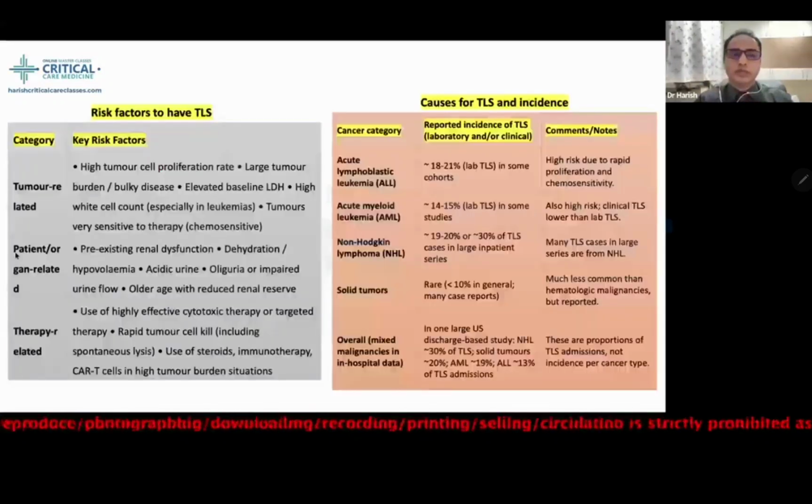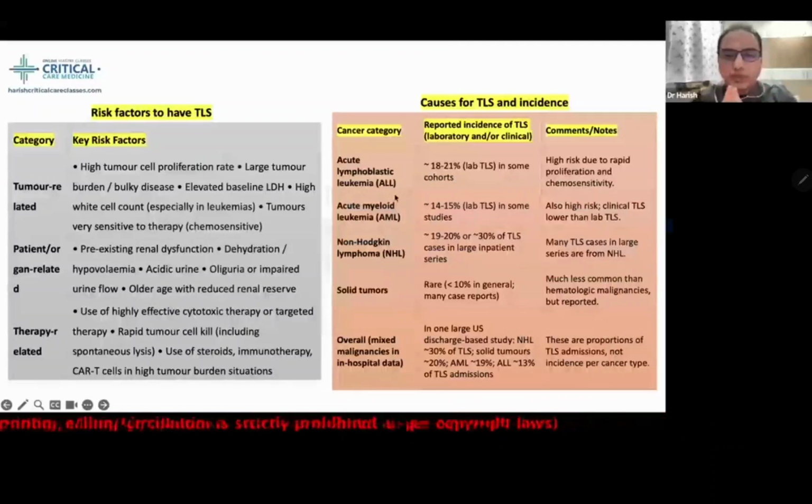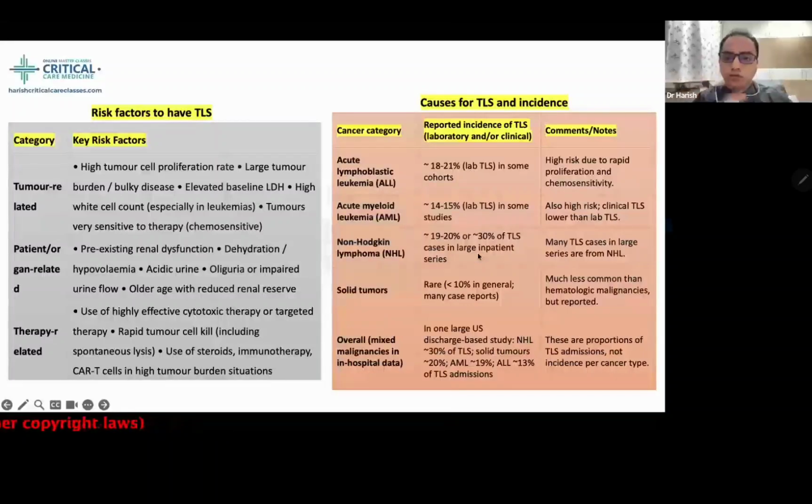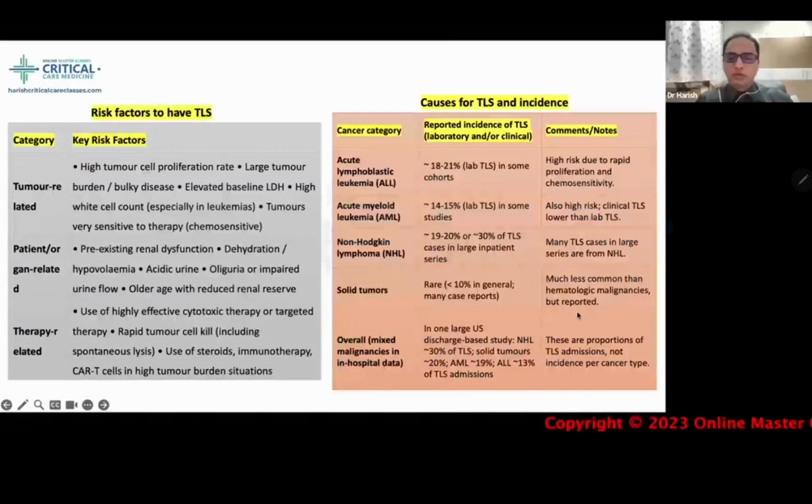If you see the list of TLS incidence and causes, acute lymphoblastic leukemia, the ALL series, is more common with TLS. The AML series, the myeloid series, is more commonly associated with the hyperleukocytosis syndrome. Very, very important. Okay. Then acute myeloid leukemia is a little less. Non-Hodgkin's lymphoma, and solid tumor, very, very rare. Much less common than the hematolymphoid malignancies, but some case reports are there.